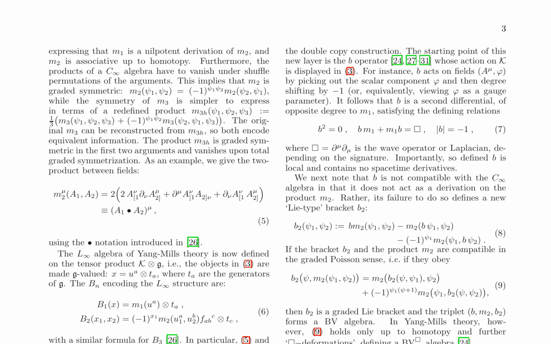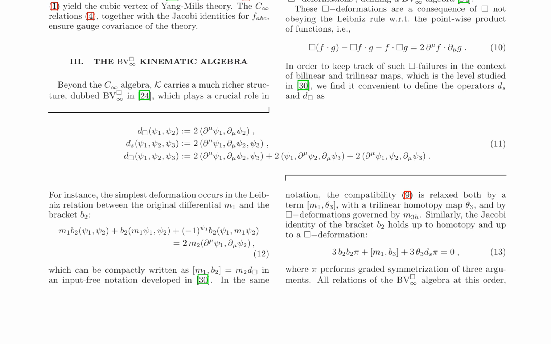The paper discusses the construction of a new kinematic algebra for weakly constrained double field theory, DFT, using the BV square infinity algebra. It begins by defining a C-infinity algebra on the vector space K, which is a space of gauge invariant functions, with a nilpotent derivation M1 and a two-product M2. The C-infinity algebra is part of a larger BV square infinity algebra, which includes a B operator, a two-bracket B2, and a three-product M3H. The BV square infinity algebra has square deformations that act on K, and it is expected to have infinitely many higher products.